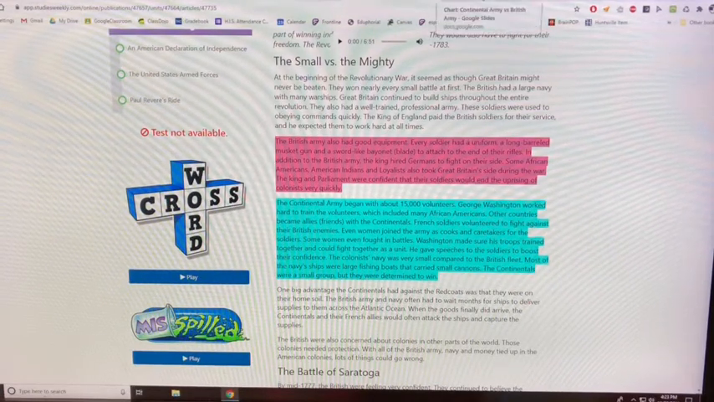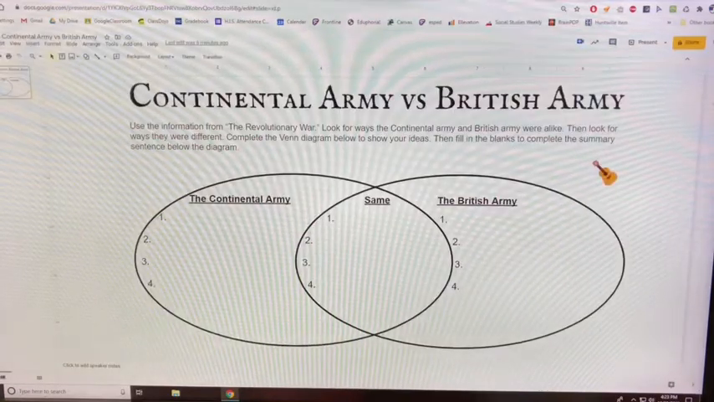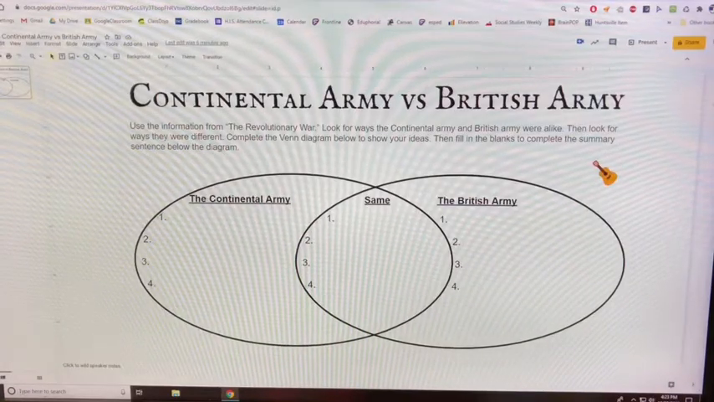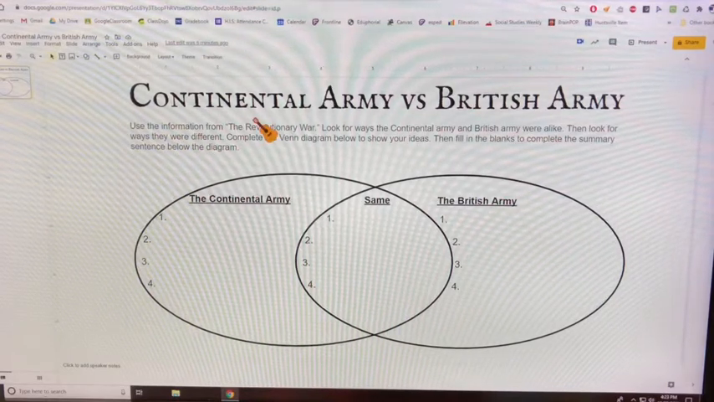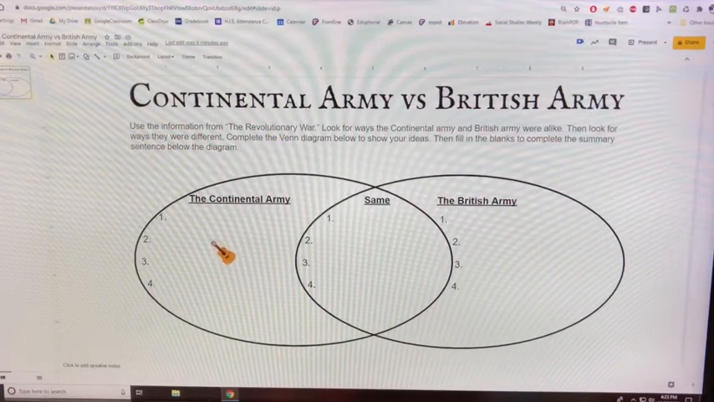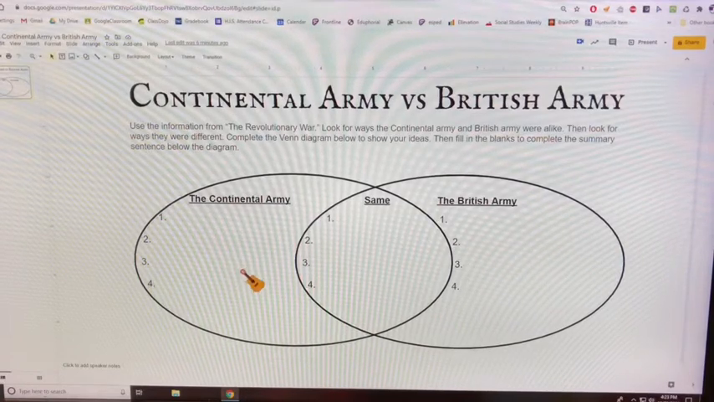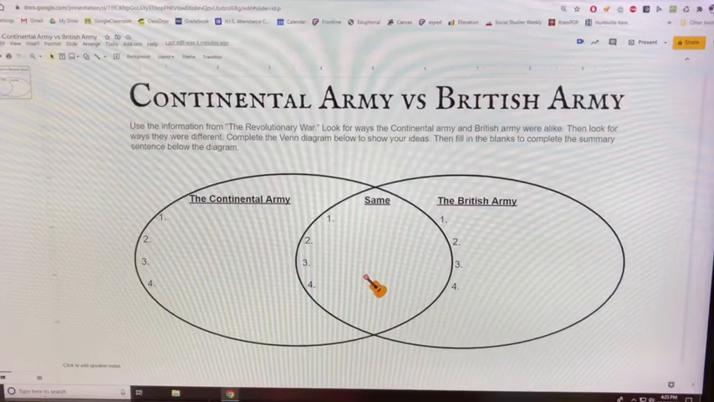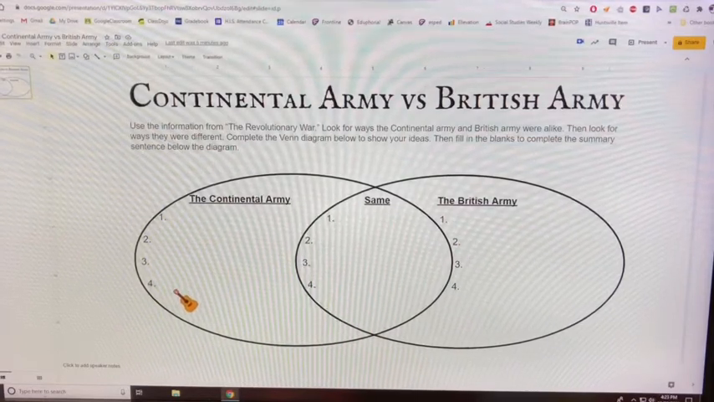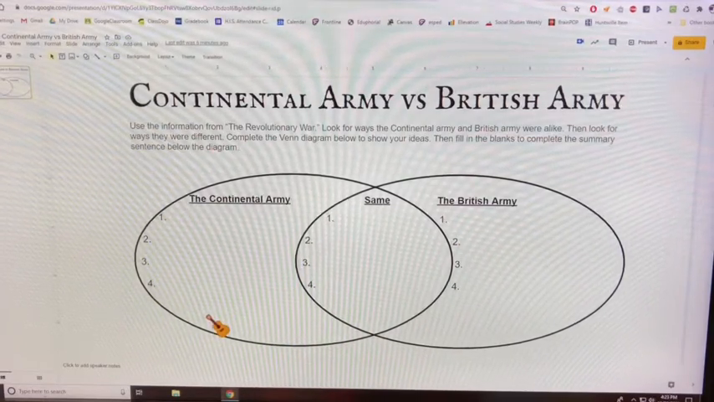Now, for those of you who are online, this is the chart. It's in your Google Classroom. And I've already done all of this for you. So it's the same thing as the back of the weekly reader. You're going to find 4 things about the Continental Army, 4 things about the British Army, and then, of course, some things about how they are the same. All right. Now, if you find more than 4, that's fine. You can keep adding on.